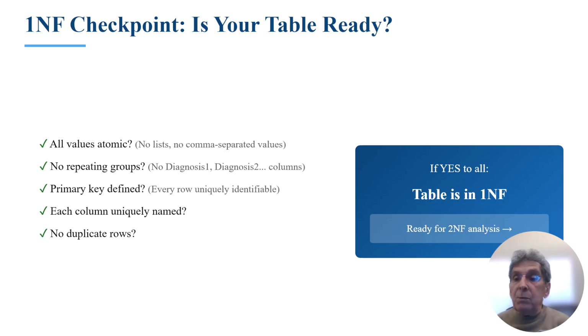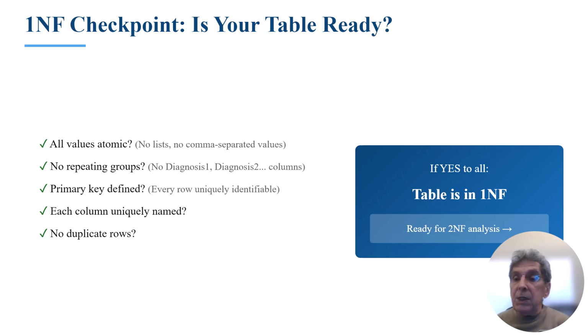Are there any repeating groups? Look at your column names. Do you see diagnosis 1, diagnosis 2, diagnosis 3, or home phone, work phone, cell phone? These repeating columns indicate you're not in first normal form. Is there a primary key defined? Can you uniquely identify every row? If you have duplicate rows or no clear identifier, you're not in first normal form.